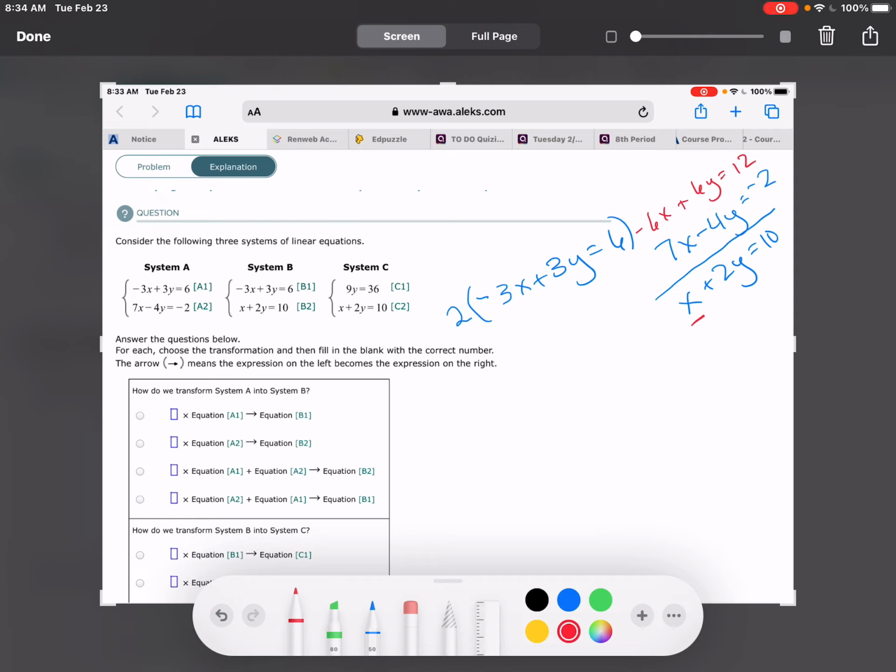Negative 6 and 7 gives us a positive 1. Positive 6 and negative 4 gives us a positive 2. And then positive 12 and negative 2 gives us a 10. So if we multiplied 2 times equation A1, add that to A2, we will get B2. And so we could mark this one for that. I know that's a lot of thinking, and I'm not totally sure why we're doing that, but I'm actually just helping you solve the puzzle.